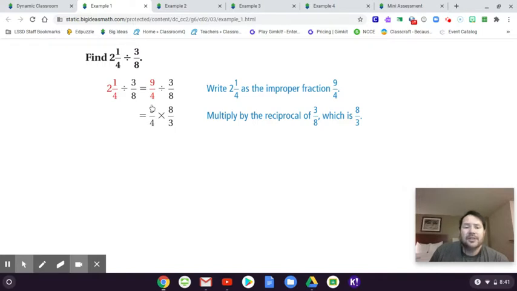So the way that works is you cancel them each out. You do 9 divided by 3 is, yes, 3. And 3 divided by 3 is, yes, 1. So we'll cross these out and replace them with 3 and 1.